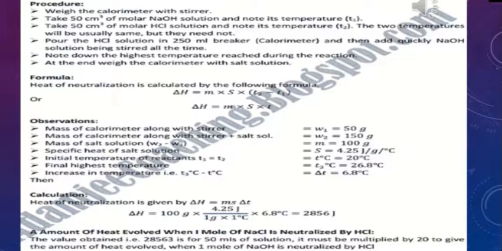In the formula, you will write that the heat of neutralization is calculated by the following formula, in which delta H is equal to M multiplied by S multiplied by T2 minus T1, or delta H is equal to M multiplied by S multiplied by delta T. Here a single T is there, so instead of single T, you will need to write delta T.